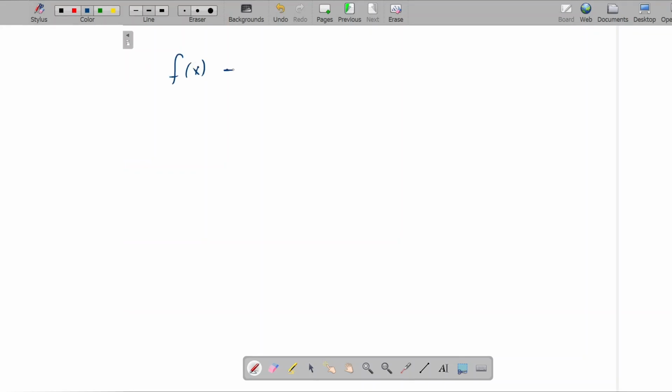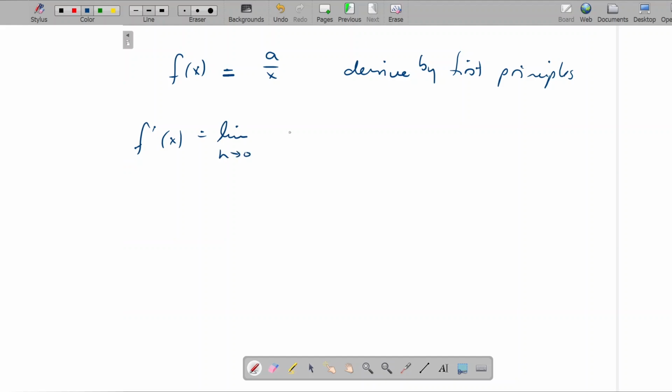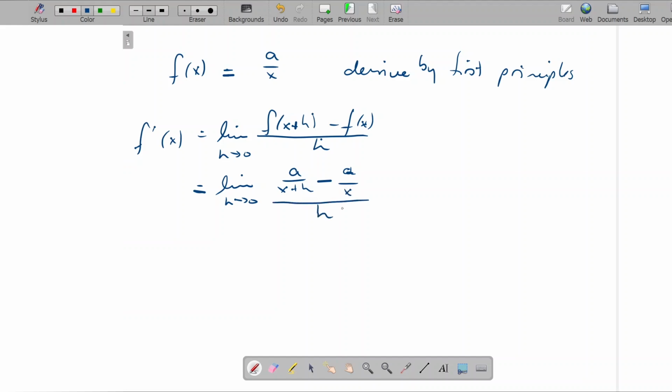Okay, and so let's have a look at what happens if f of x equals a over x. I'm going to derive it by first principles. So again, f prime of x equals the limit as h tends to 0 of f of x plus h minus f of x, all over h. In this case, it's going to be the limit as h tends to 0 of a over x plus h minus a over x, all of this over h.